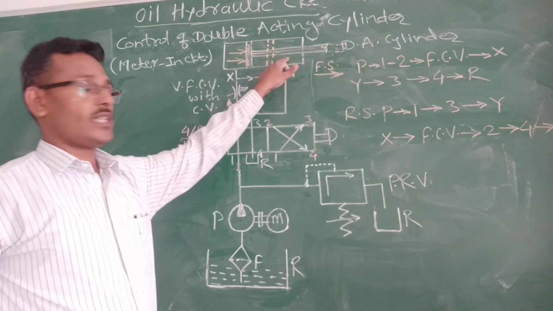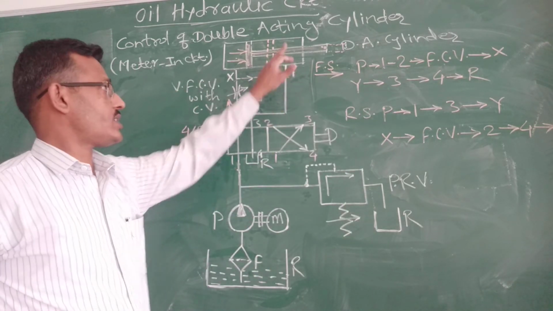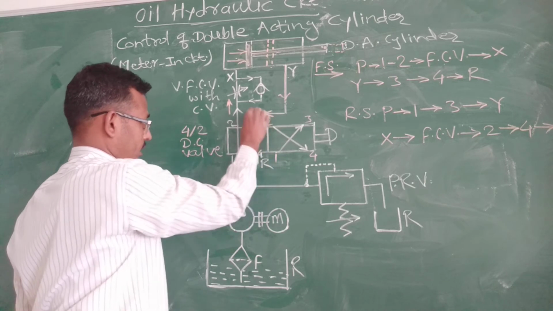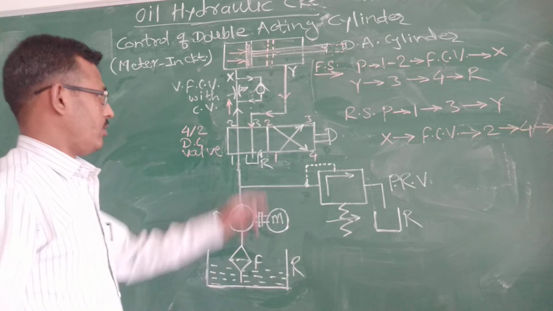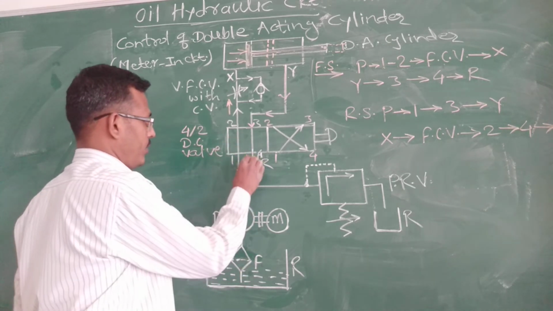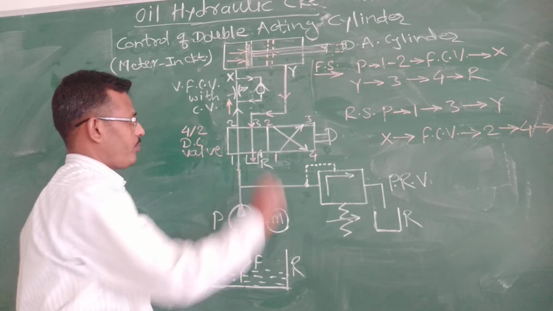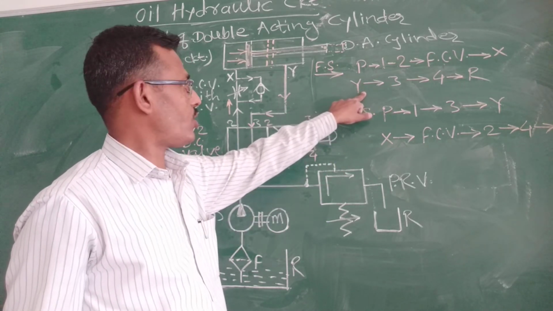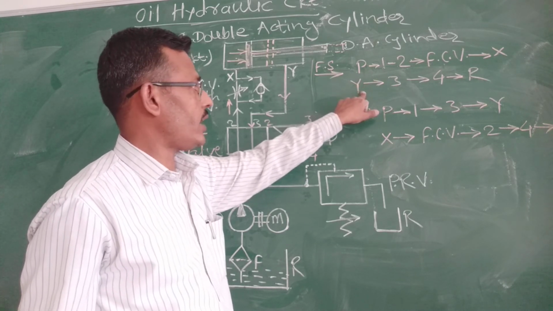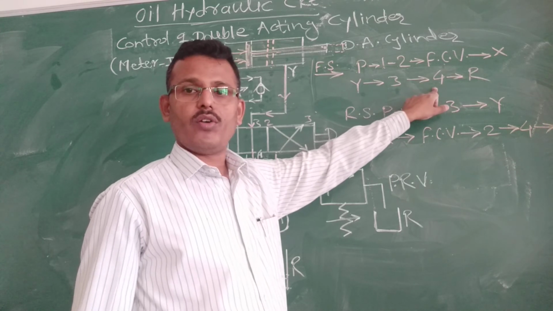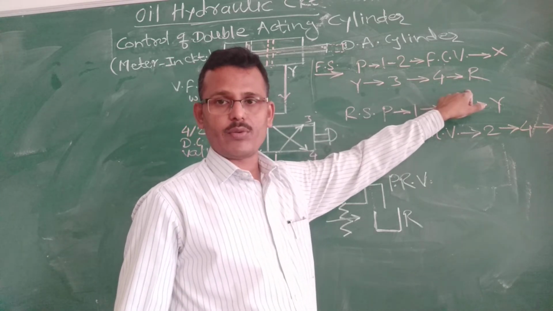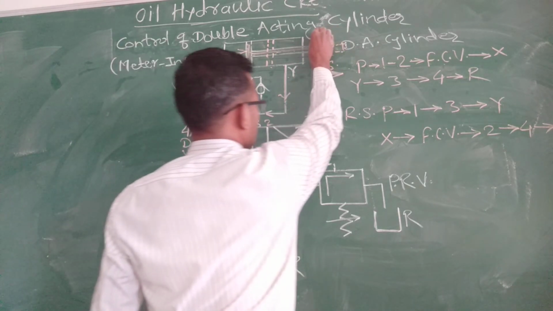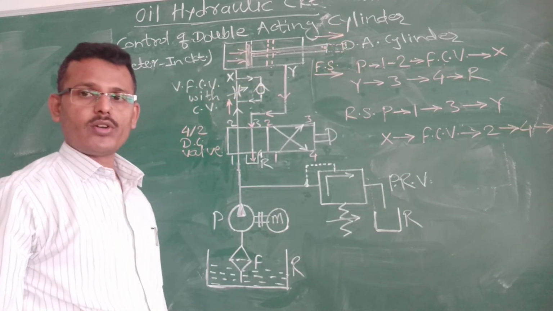Now whatever oil is present in this area, that is, on the piston rod side, will flow through port Y, then port 3 of the direction control valve, then it will be admitted into the reservoir through port 4. Here the direction of the return flow of the oil is shown: port Y to port 3 to port 4, and from port 4 to the reservoir. Okay, in this way the piston completes its forward movement, or forward stroke.